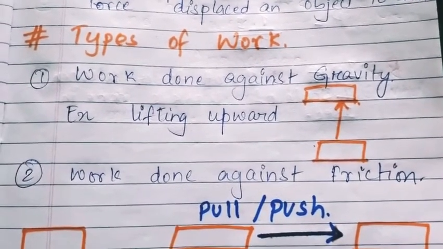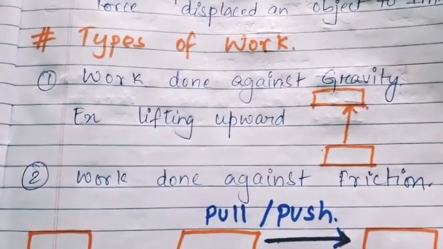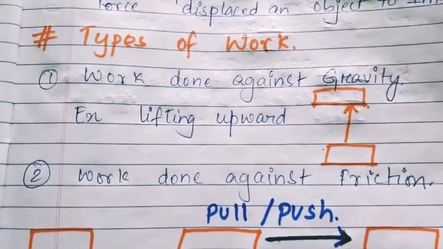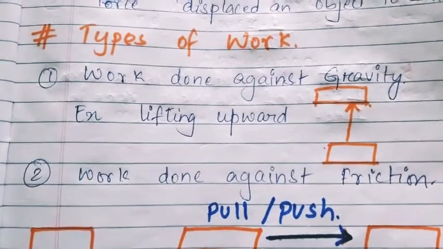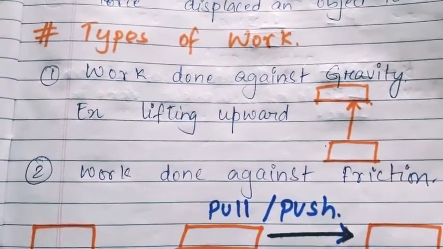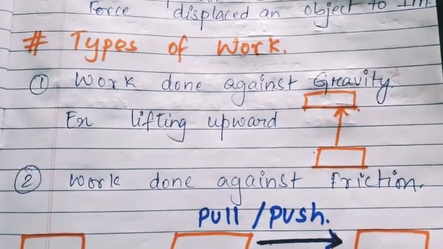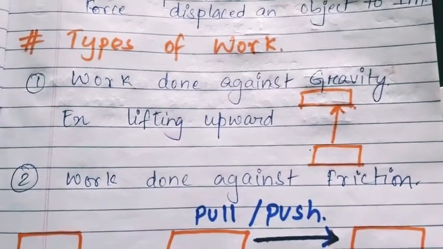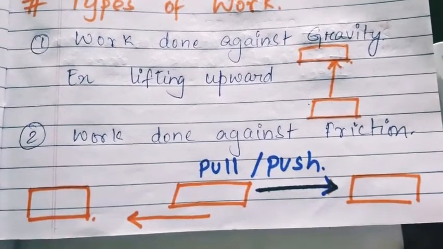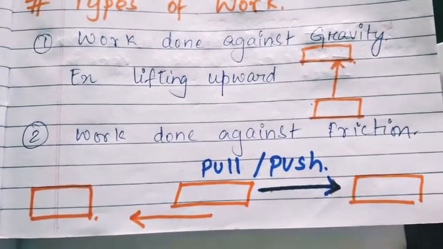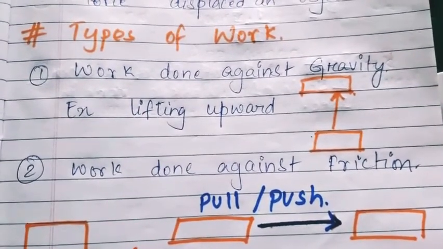So any object can move in two ways. One, it can move against friction, which is moving left or right. Pulling, pushing something, or a person walking, or a car going. That is all against friction. So one work that can be done is work done against friction. Example, pulling or pushing. Moving any object sideways is known as work done against friction. Another is work done against gravity.